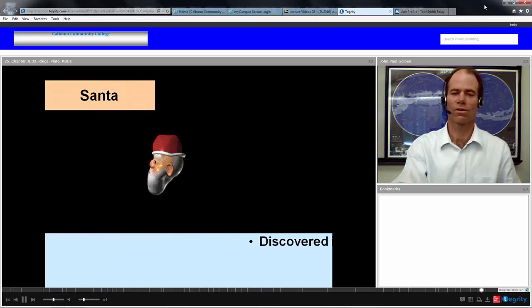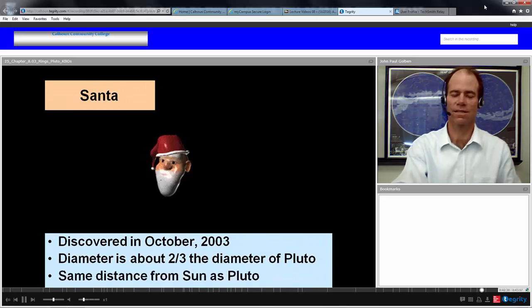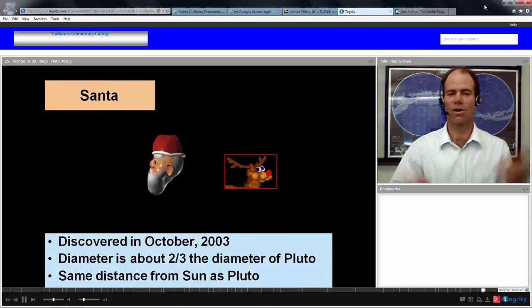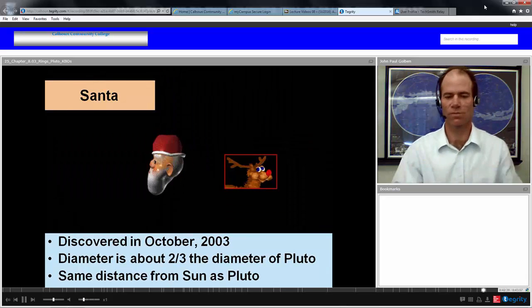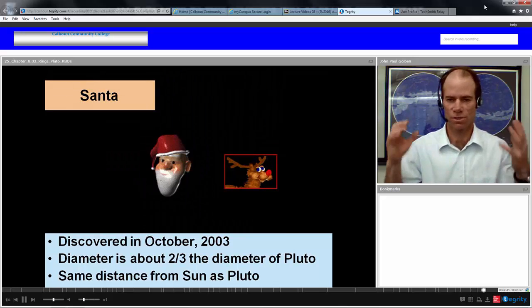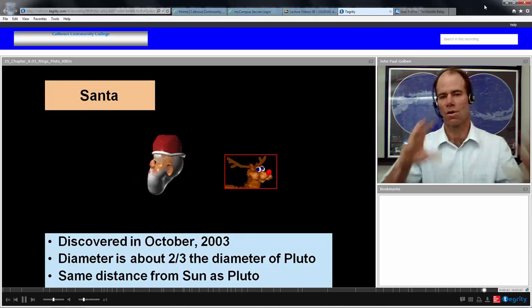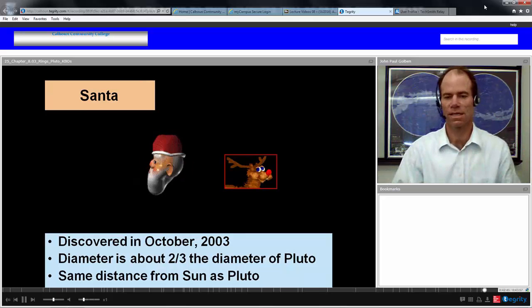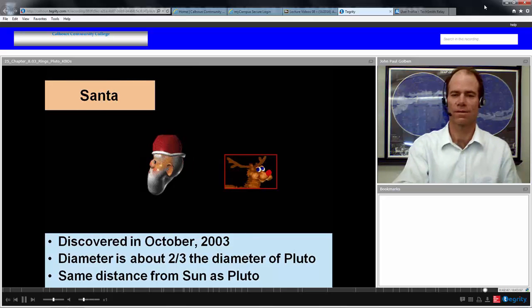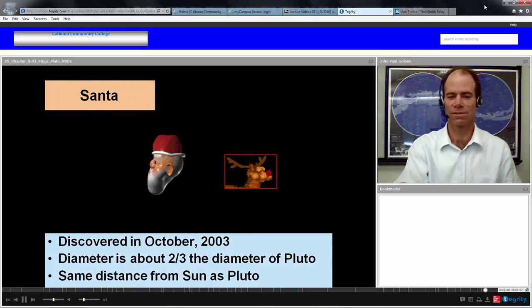There are other Kuiper belt objects. There's Santa, and there's the Easter Bunny, and these are all names given to these objects when they're first discovered, and they're just showing that there are large, almost Pluto-sized objects in the Kuiper belt, given funny names.